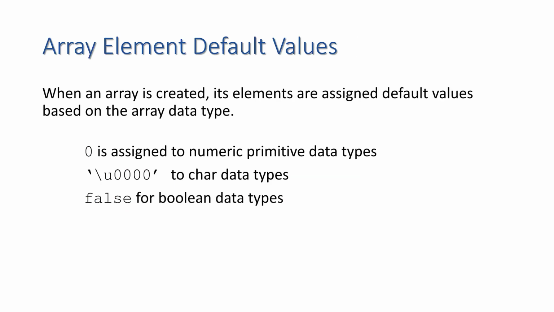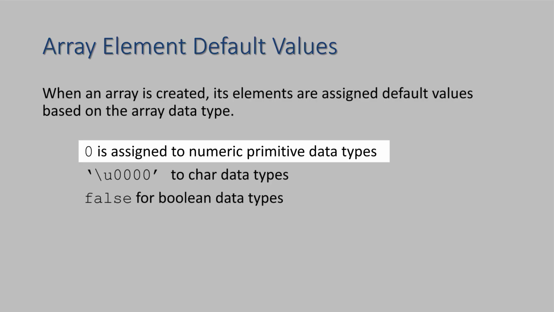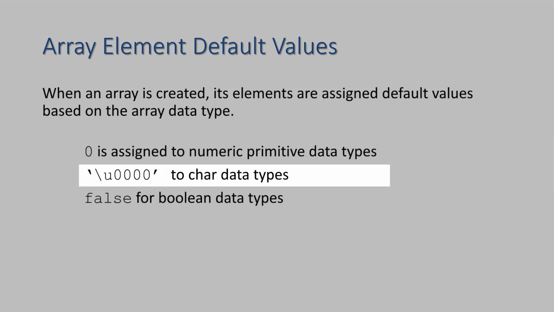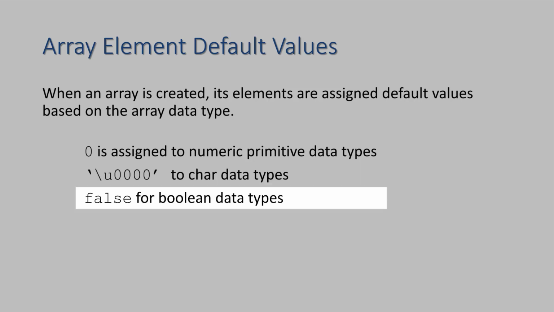In Java, array elements are assigned default values at the time the array is created. All numeric primitive data types are initialized to 0. Character data types are initialized to the Unicode null character, and Boolean data types are initialized to false.